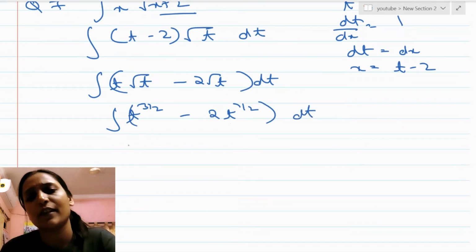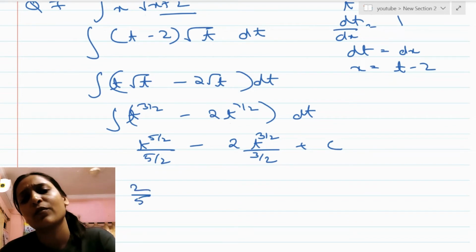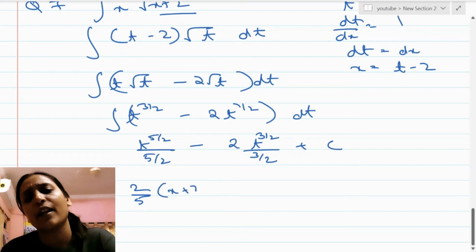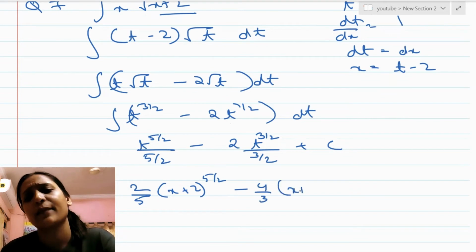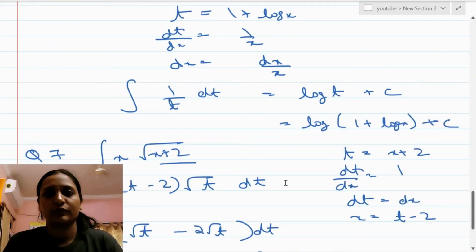So this becomes easily t to the power 5 by 2 by 5 by 2 minus 2 into t to the power 1 by 2 plus 1, which is 3 by 2, by 3 by 2 plus c, which becomes 2 by 5, and t is nothing but x plus 2. So 2 by 5 times x plus 2 to the power 5 by 2 minus 4 by 3 times x plus 2 to the power 3 by 2 plus c. So that is your answer for this question.